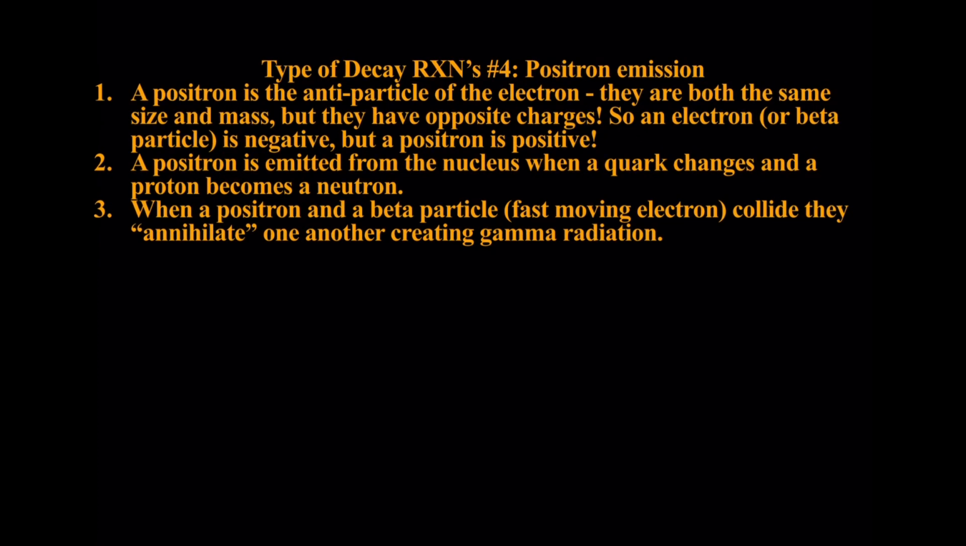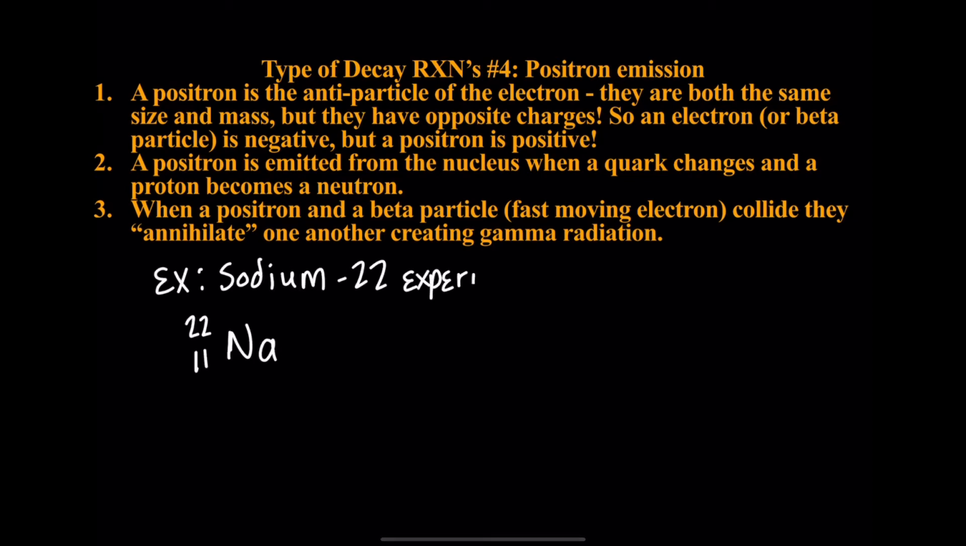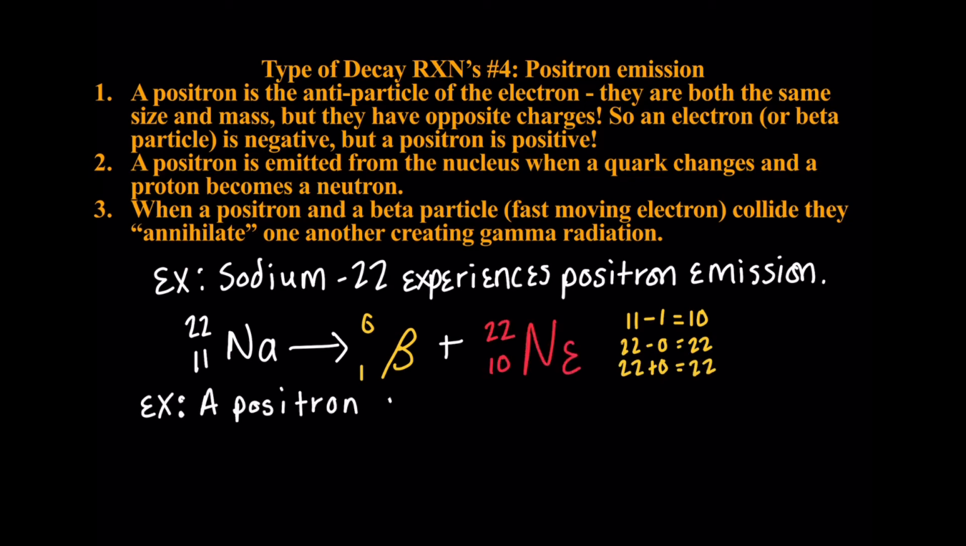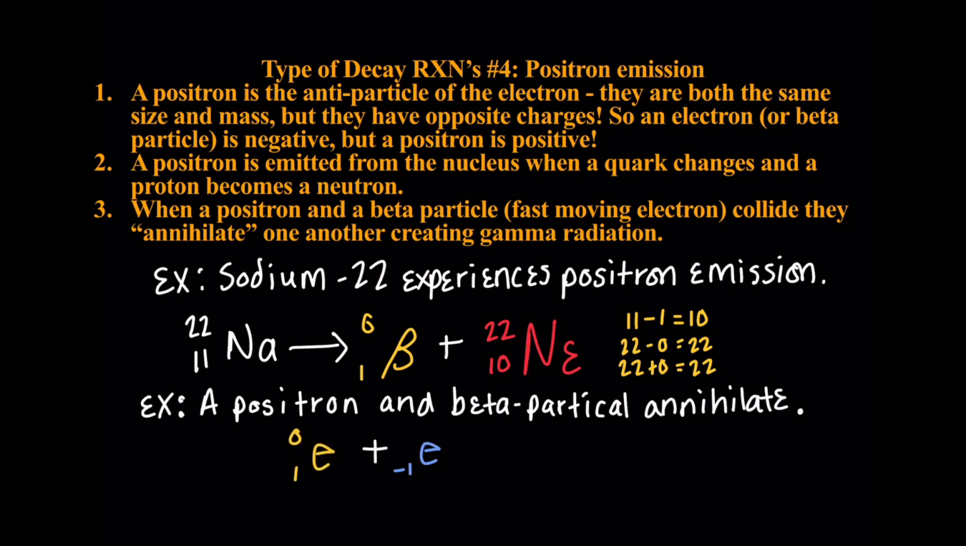When we talked about positron emission, positrons are the antiparticles of electrons. They are positively charged. They're the same mass and size of an electron, but the opposite charge. And it comes out of the nucleus when a quark changes and a proton becomes a neutron. So this time we're going to be subtracting. So now sodium is becoming neon.